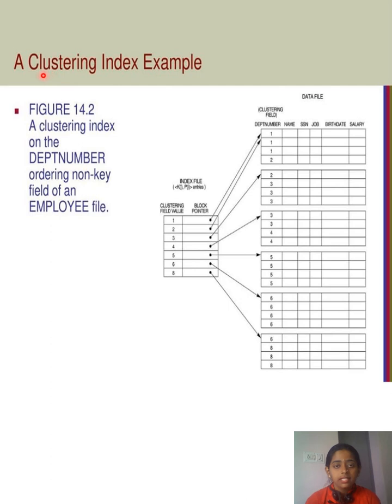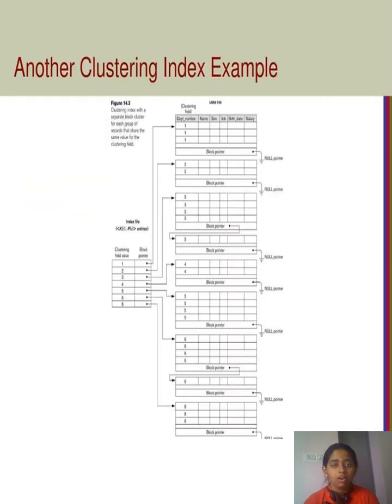Okay, this is an example for clustering index. In this we will be looking at a clustering index on the department number, an ordering non-key field of an employee file. You could see this is something like department number and this is the employee. We can see each one is mapped. So this is called a clustering index. Okay, this is another example for clustering index.